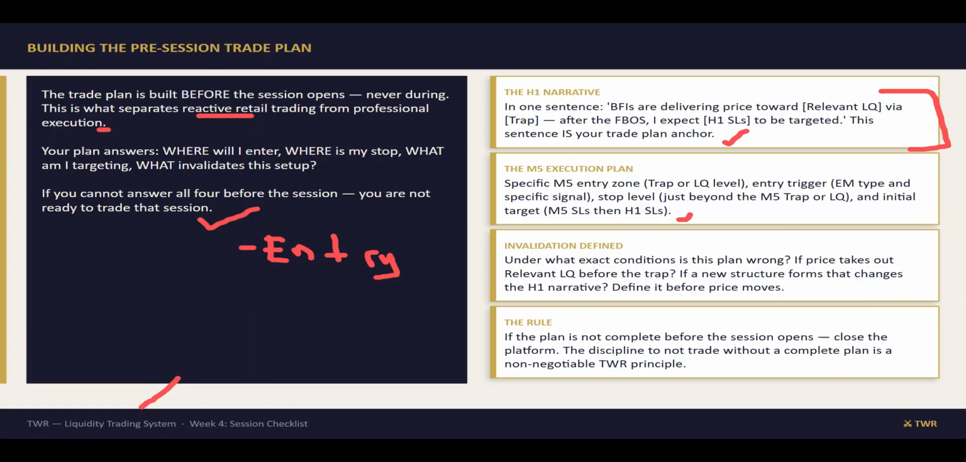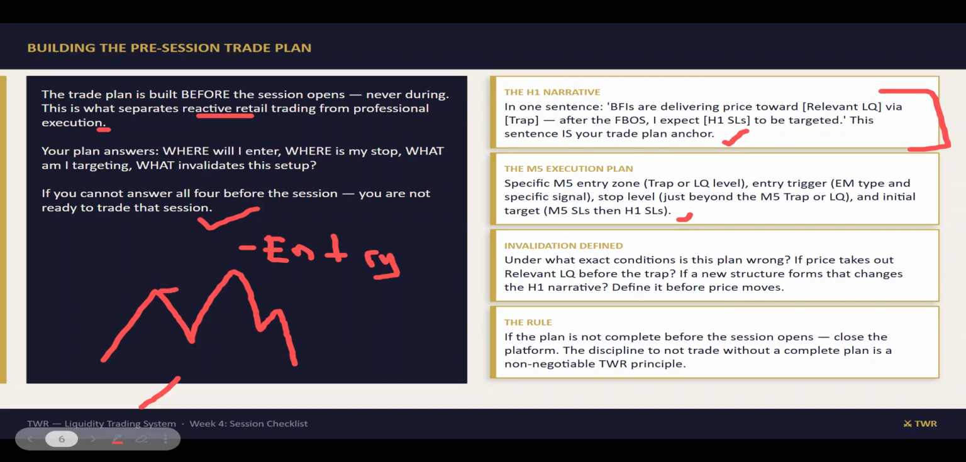If price takes out the relevant liquidity before the trap, or if a new structure forms that changes the H1 narrative. Maybe you find that you are looking to do this. When you see such a thing, what happens? This one was a break of structure. Many people are looking to buy at this point. This one to them is a demand zone. But according to us, this one is a trap. Right?